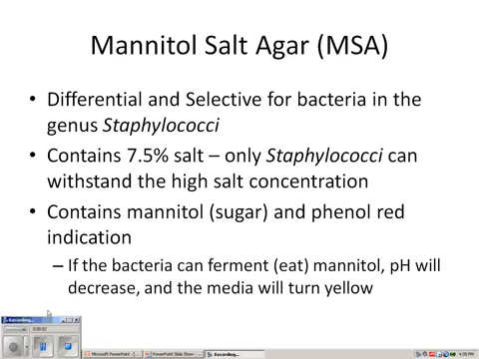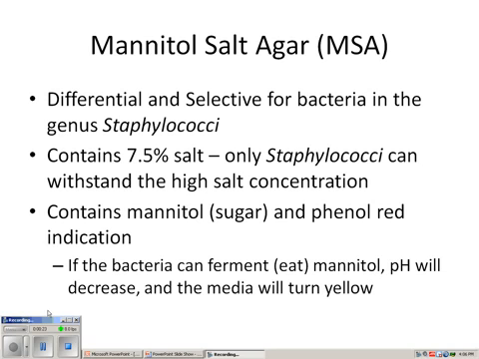Now I'd like to take a few minutes with you to go over our next three media we will discuss. Our next three media are three different types of selective and utilization media. These three media are going to allow us to just select between one group of bacteria compared to another, and at the same time test for the utilization of some sugar.